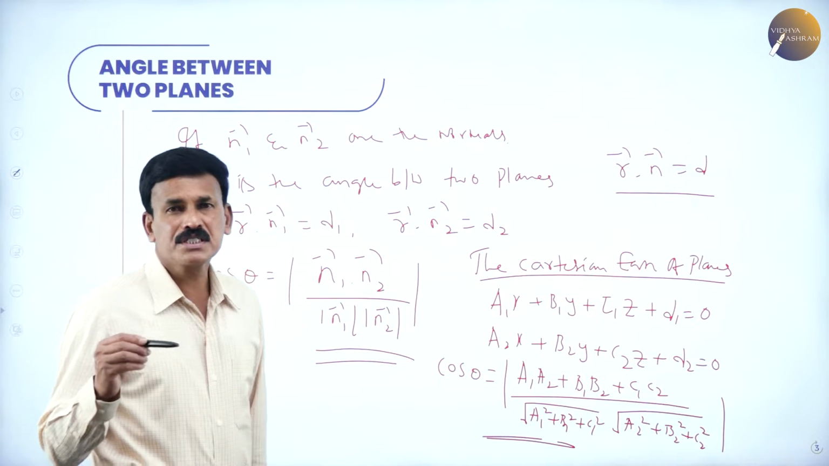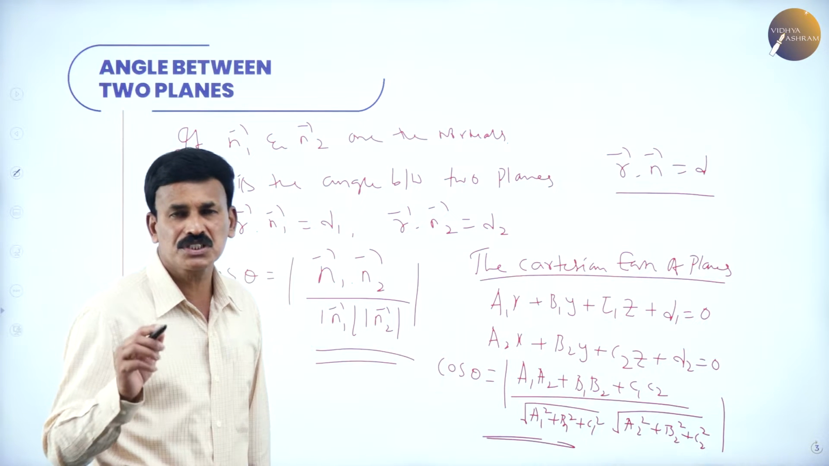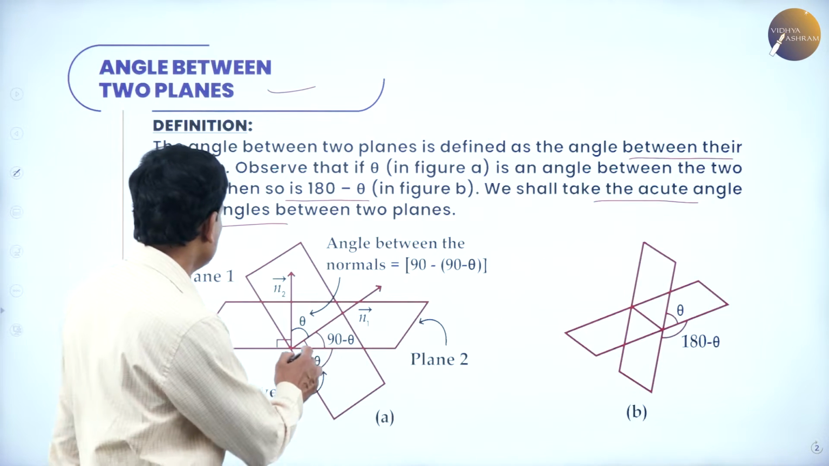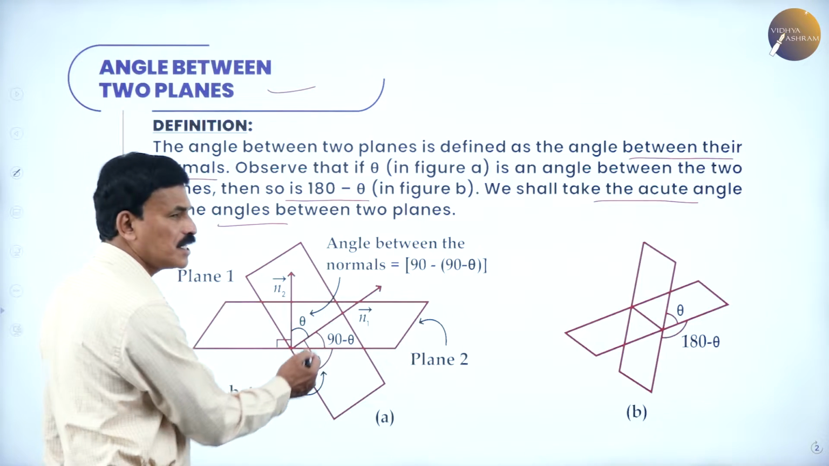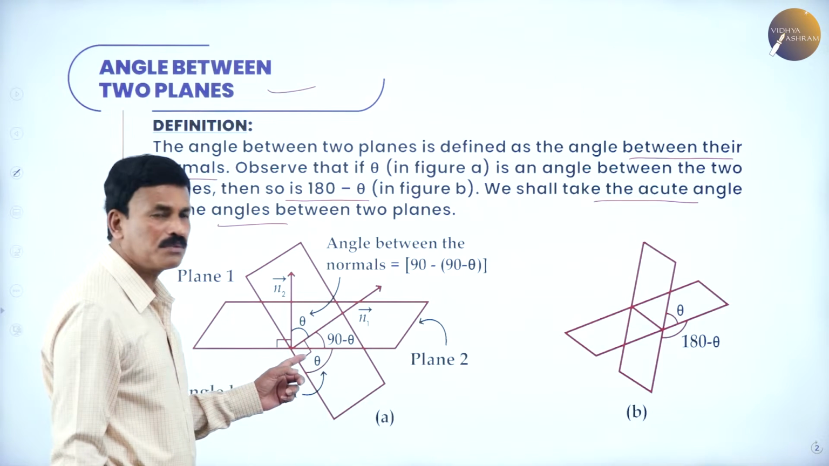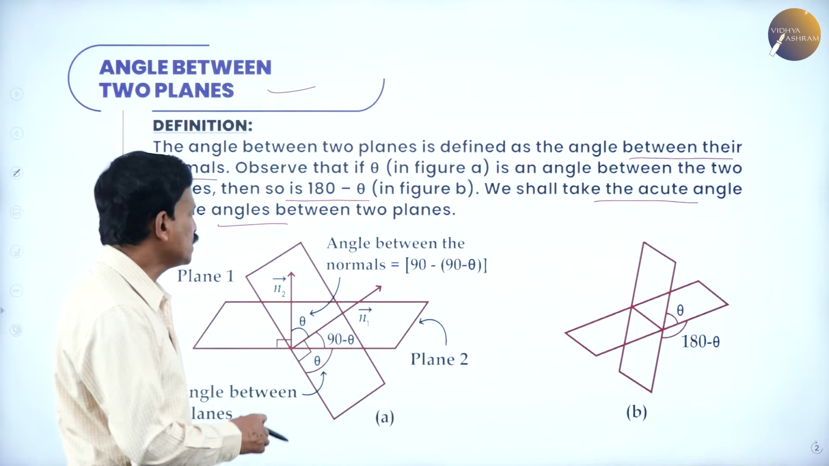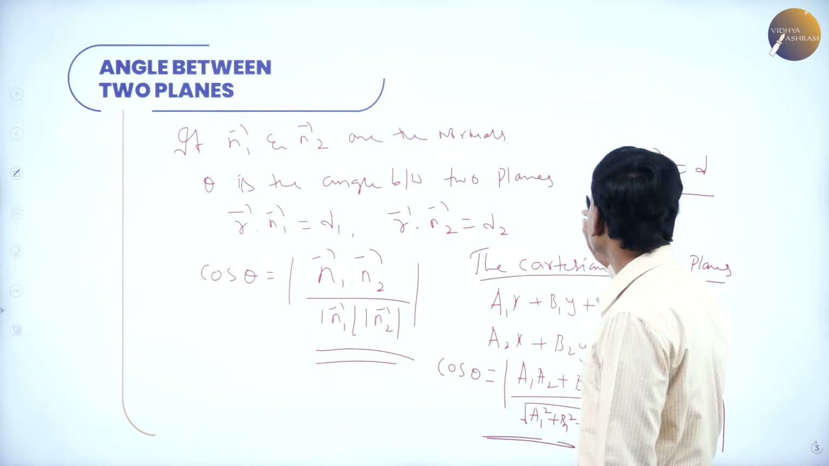So the angle of intersection between the two planes is nothing but the angle at the point of intersection of the normals n1 and n2. Let us consider two planes, and theta is the angle between the two normals n1 and n2. Then if n1 and n2 are the normals, theta is the angle between the two planes.